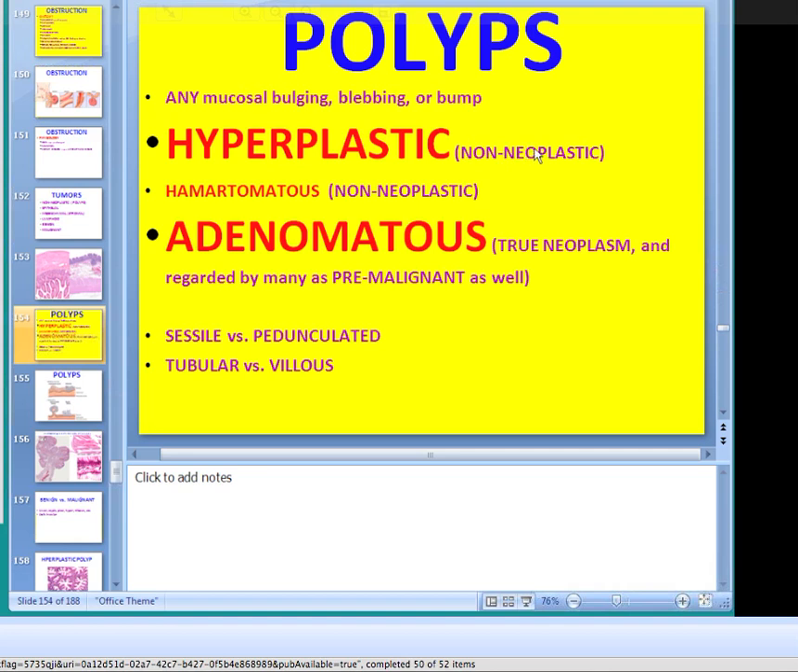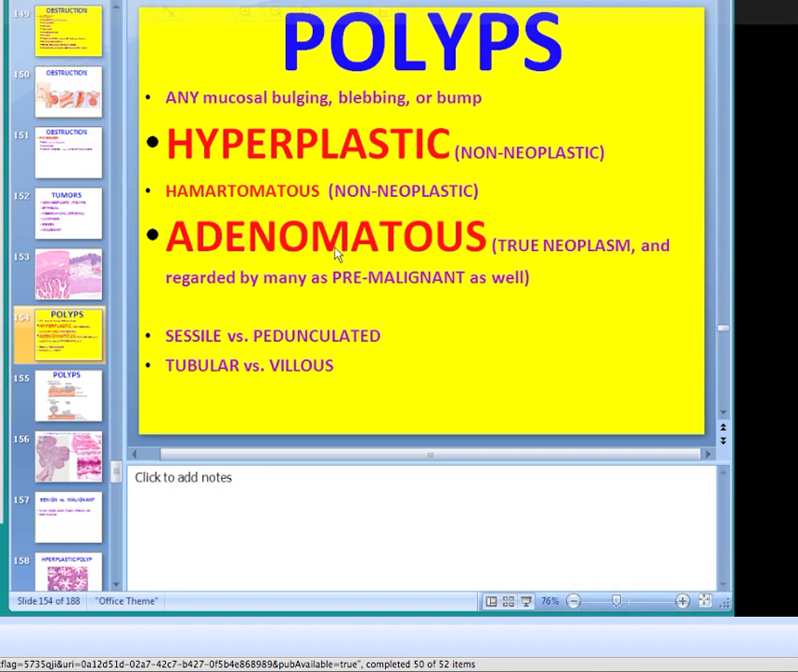And as you might guess, a hyperplastic polyp is probably not a true neoplasm because it has a mixture of cells. There's still goblet cells and absorptive cells. So even though they call it a tumor or hyperplastic, it's really not a true neoplasm. And because it's not a true neoplasm, it is not associated with malignancy. Never, ever, ever. A hyperplastic polyp never develops into cancer.